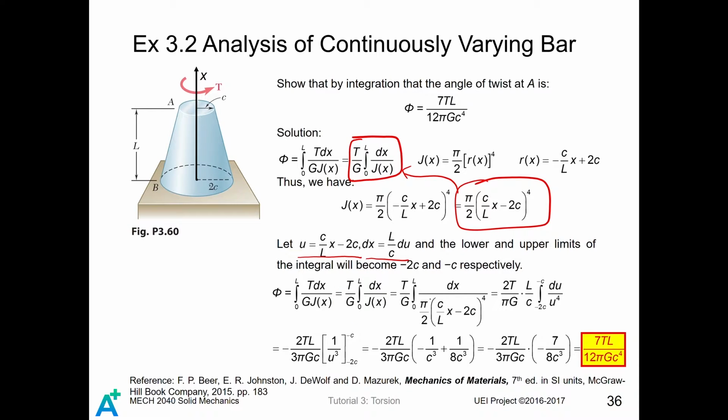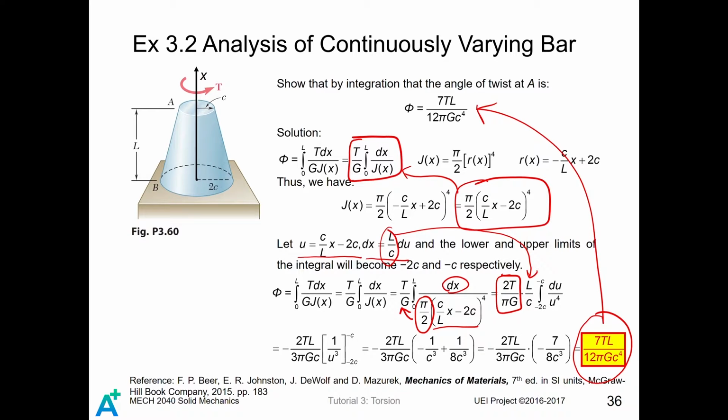Now we put our Jx into it and we take this constant out to get something like this. Also, since dx equals L divided by c du, there is an L divided by c occurring here. Then the whole bracket becomes u, and the integral becomes du divided by u to the power 4 from minus 2c to minus c. Consequently, keep doing this integration, you will find the final answer to be verified like this, exactly the same. So it is left for you to read.